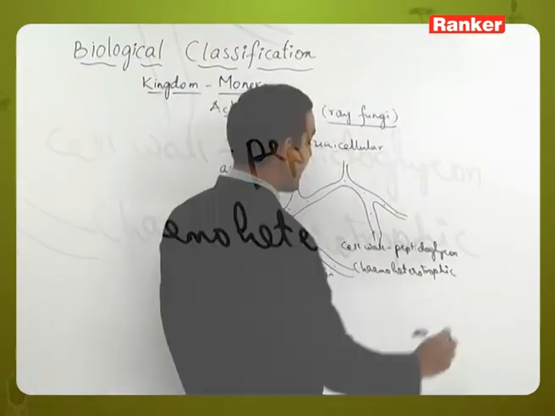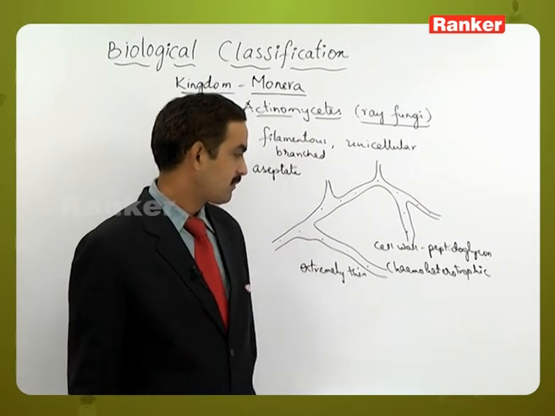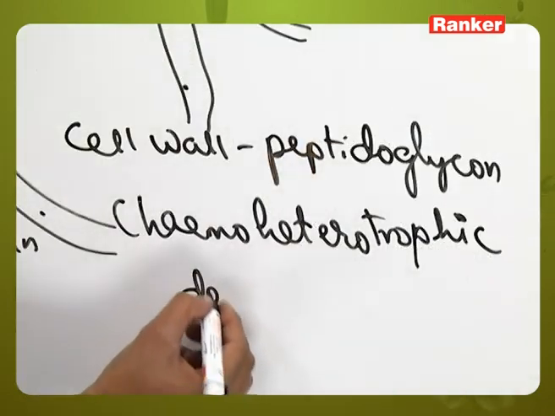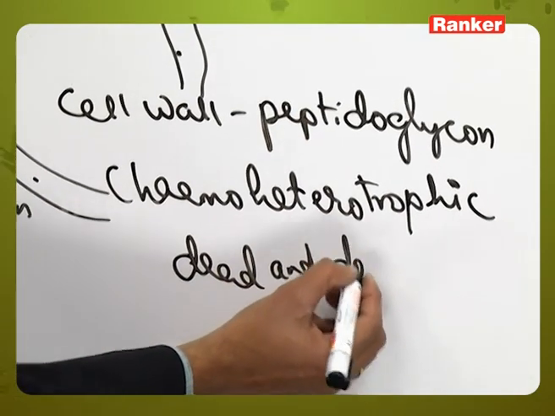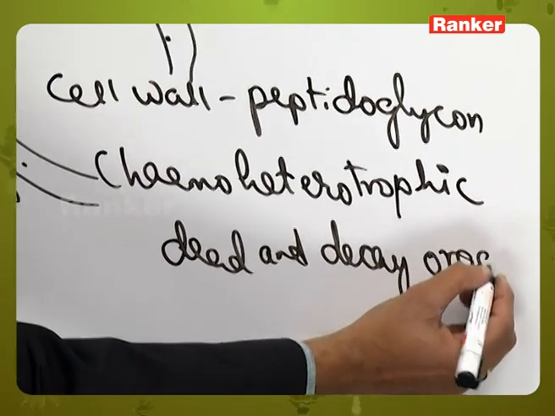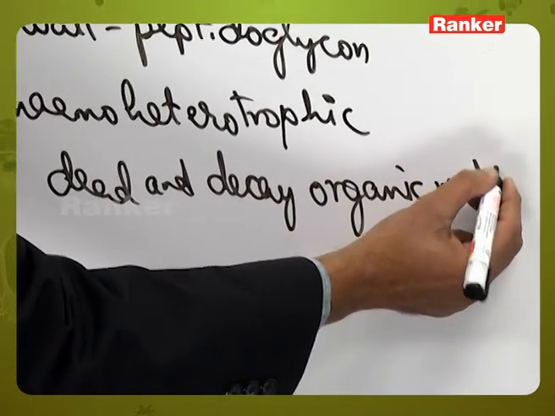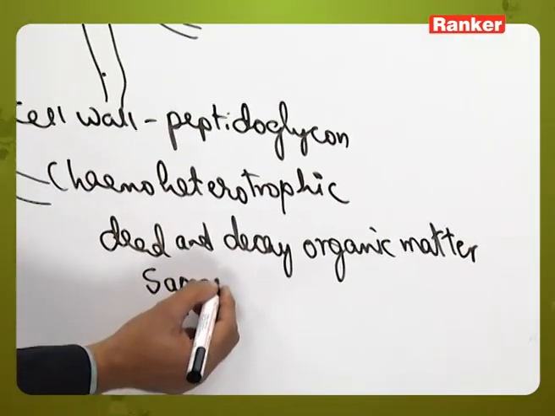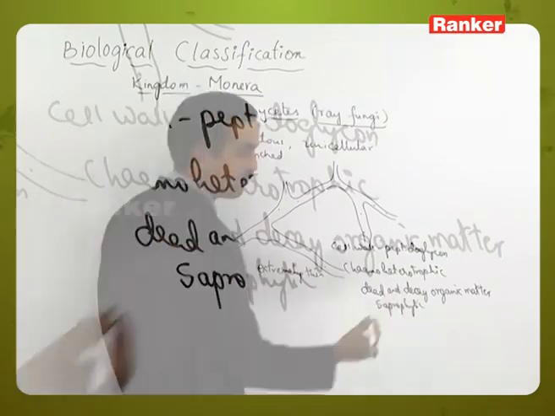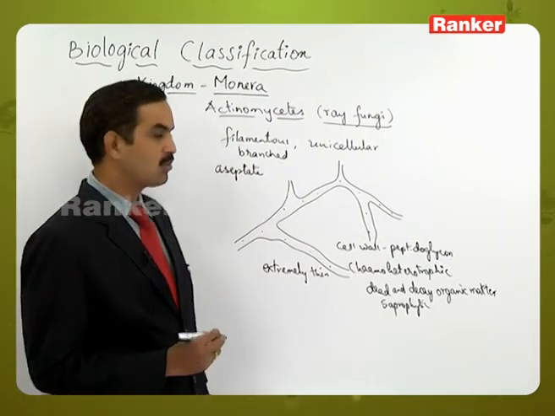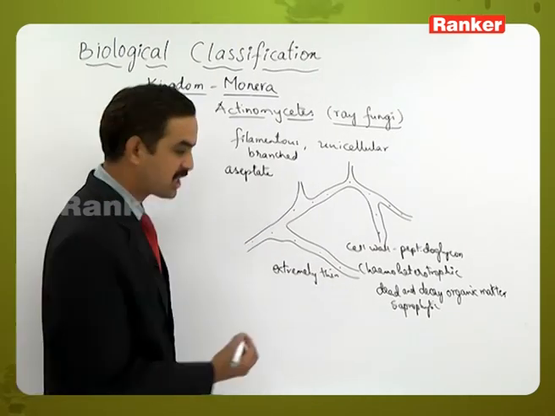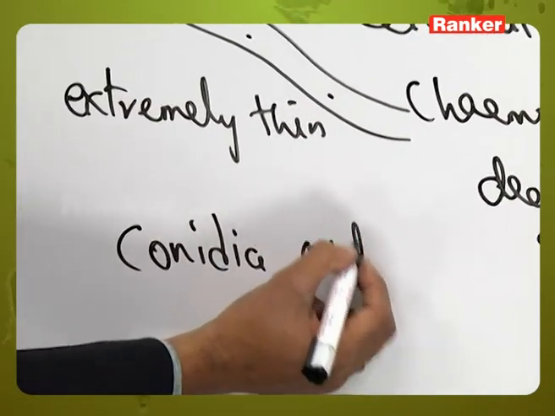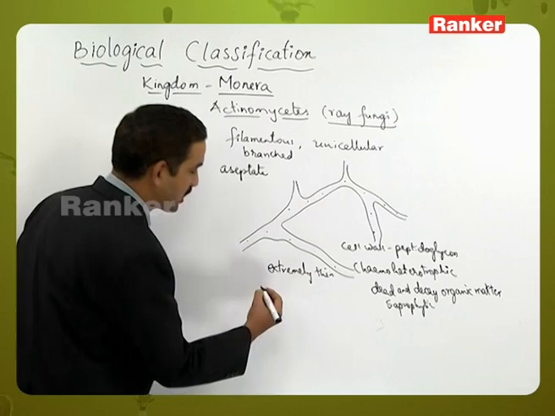Chemoheterotrophic means they acquire nutrition from organic compounds directly, feeding on dead and decaying organic matter. That is, they act as saprophytic organisms, saprophytic in nature. And when it comes to the reproductive process, they produce some asexual structures called conidia, oidia. They participate in asexual reproduction.